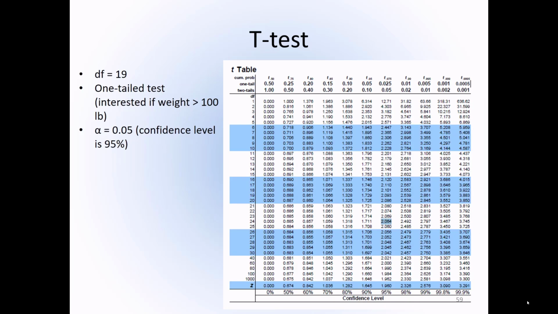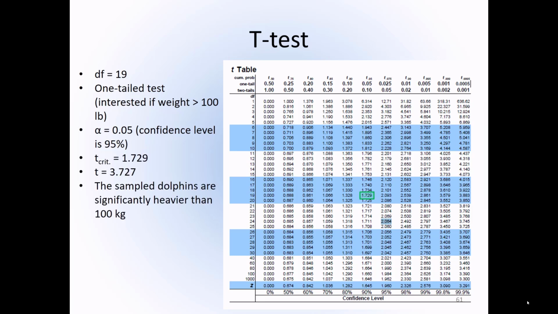We can then go back to our t-test table and find our critical value. So again, we use the degrees of freedom and our significance level for a one-tailed test, because we're only interested if the weight is greater than 100 kilograms. We find where these intersect, and we find that yes, the dolphins are significantly different than 100 kilograms. They're heavier than this, based on our test statistic of t being greater than our critical value.